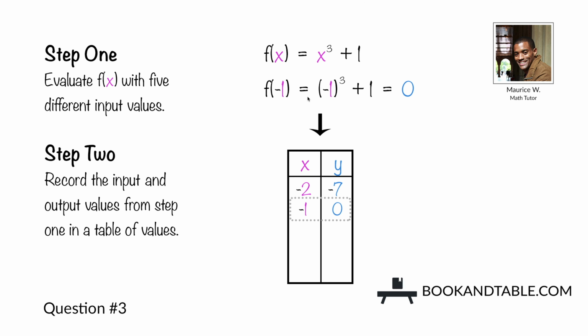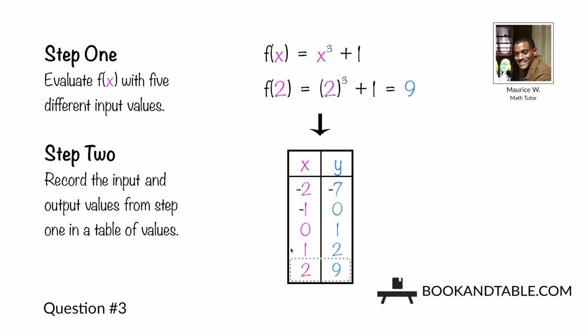f(-1) is equal to negative 1 cubed, which would be negative 1. And negative 1 plus 1 is equal to 0. So the input is negative 1 and the output is 0. f(0) is equal to 0 cubed plus 1, which would be equal to 1. So the input is 0 and the output is 1. f(1) is equal to 1 cubed, which is 1, plus 1 is equal to 2. So the input is 1 and the output is 2.